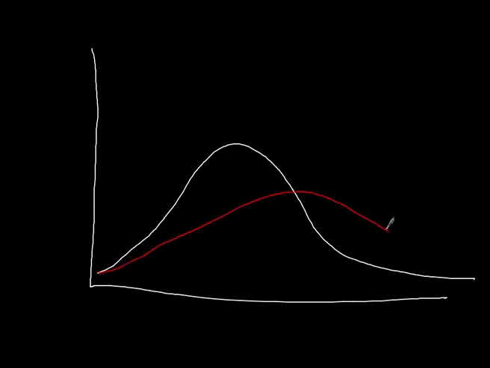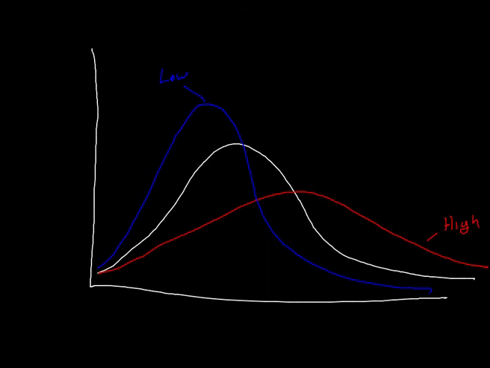A couple other different graphs. So there's a curve, and there's a curve, and a third curve. And so what we have here is three substances at three different temperatures. In relation to each other, this was at a low temperature. The red one is at a high temperature, and the white one is at a medium temperature.